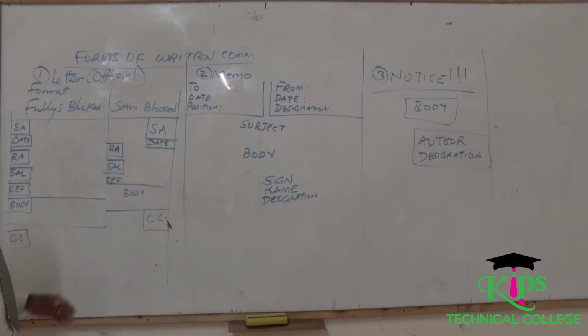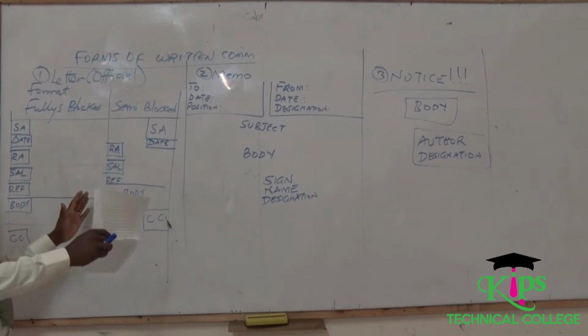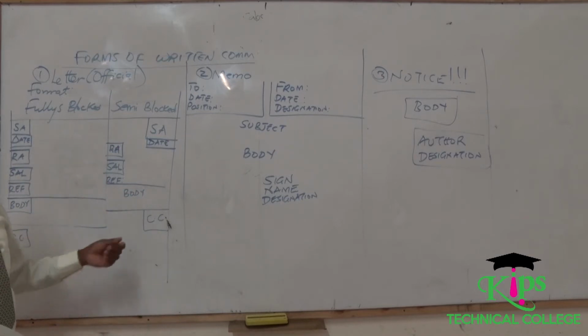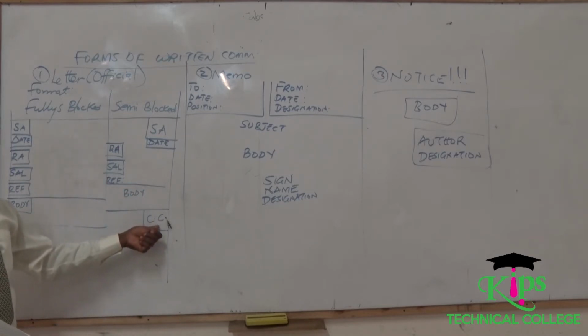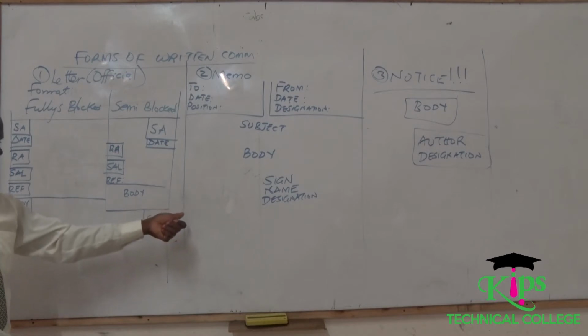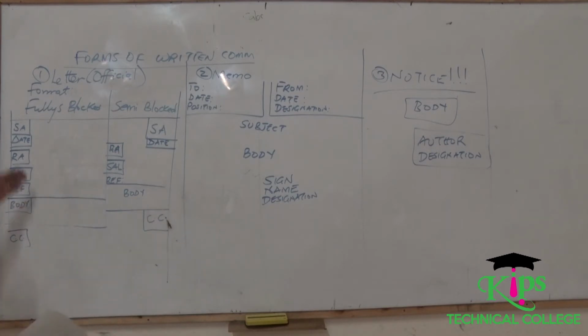right-hand side of the page. The recipient's address, salutation, and ref are on the left-hand side. The body takes the paragraph form, and the complementary clause is on the right-hand side. But if you look at the fully blocked, the sender's address, the date, the recipient's address, the salutation, the ref, the body, everything begins on the margin.